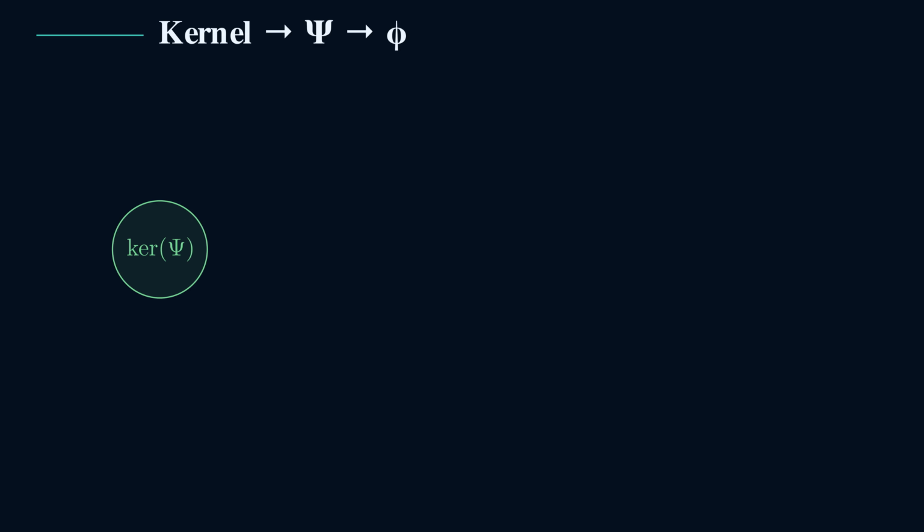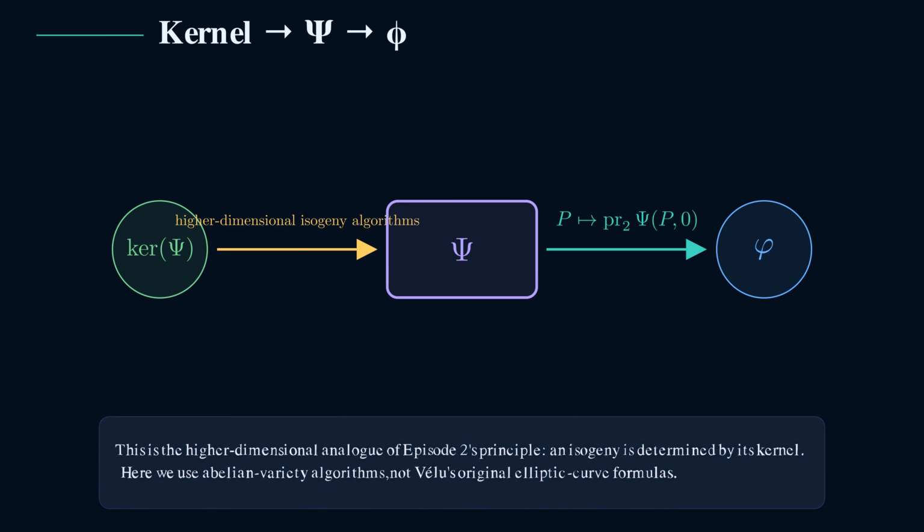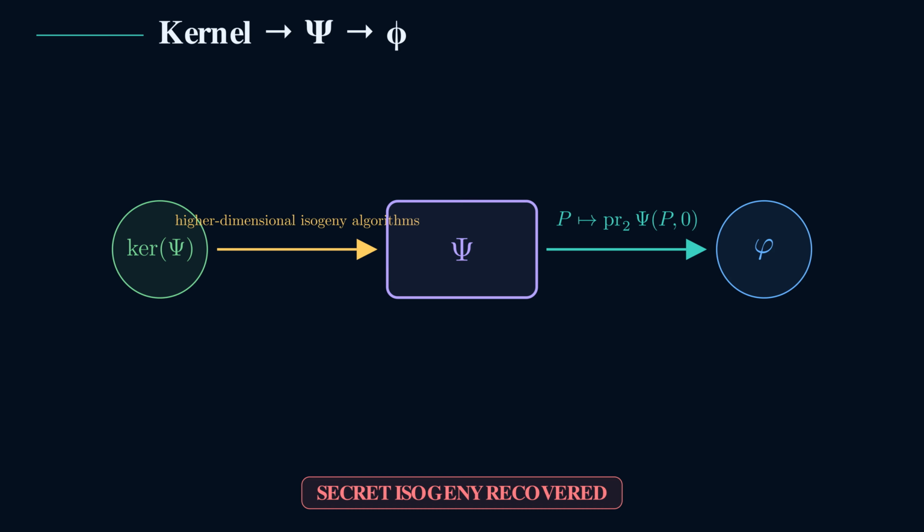Once the kernel is known, algorithms for isogenies of abelian varieties reconstruct psi. This is the higher-dimensional version of the "kernel determines the isogeny" principle from episode 2. Strictly speaking, we are no longer using Velu's original formulas for elliptic curves. We use their higher-dimensional analog, implemented with tools such as theta coordinates. Then evaluating psi on (P, 0), and projecting to the second coordinate recovers phi. In the square case, SIDH is broken.